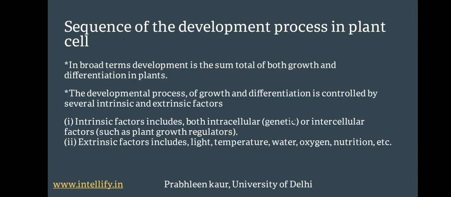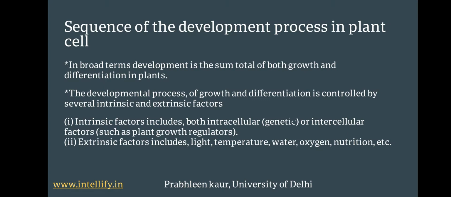Now, the sequence of the development process in plant cell. What is the sequence that is being followed? In broad terms, development is the sum total of both growth and differentiation in plants. We already know this. Growth can be termed as the process of increase in the cell mass, increase in the cell number. Differentiation can be talked of in terms of a commitment to one particular structure and function.